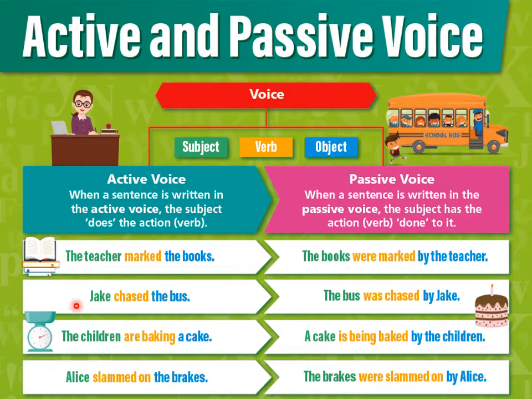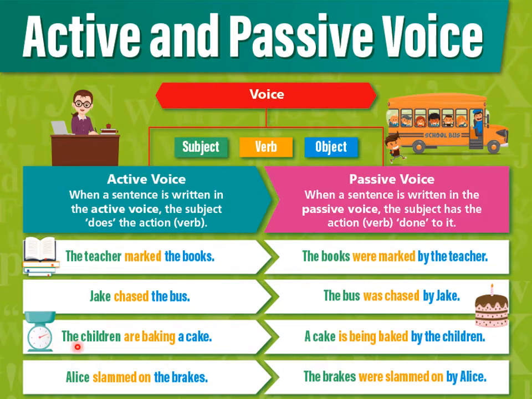Let's take a look at another example. Jake chased the bus. Here, Jake did the action. He chased. So this is in the active voice. While in the passive voice, it would be the bus was chased by Jake.